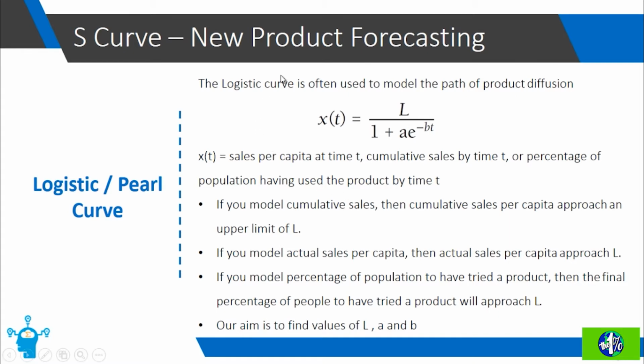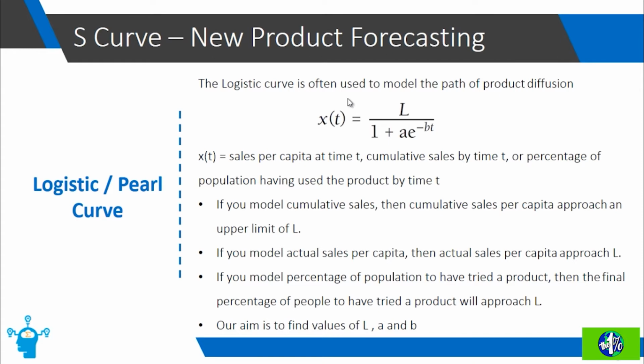This function is represented by this formula, in which the cumulative sales or the percentage of population adopting the product or sales per capita, whichever variable you want to estimate, is xt. L is the upper limit of sales, divided by 1 plus a e raised to power minus bt. Here t is the time period, a and b are some constants. So if we assume this kind of relationship for our product sales over time, this will give us an S-shaped curve.